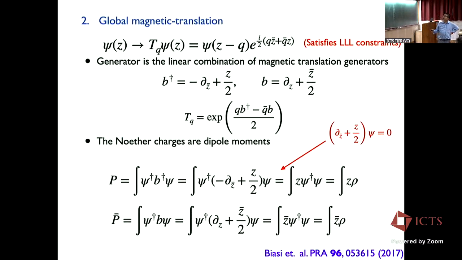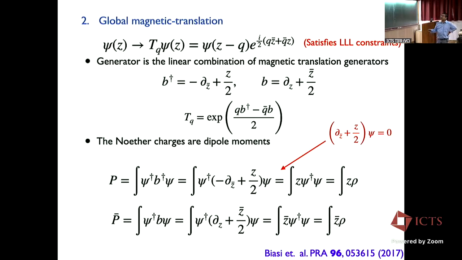Furthermore, the magnetic translation is also a symmetry of the problem. If you just shift the coordinate by a constant, the state is not in the lowest Landau level, because if you just shift the coordinate, then the lowest Landau level constraint is not satisfied. You need to multiply this with some phase. And with this transformation, the electron field stays in the lowest Landau level.